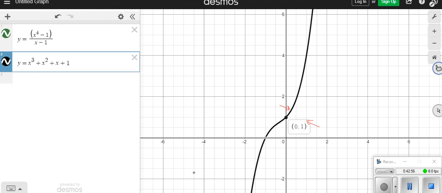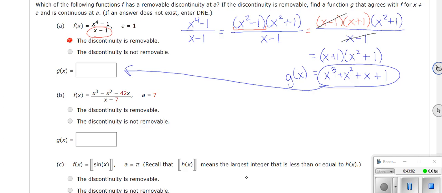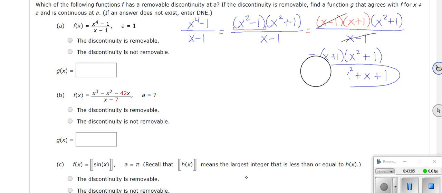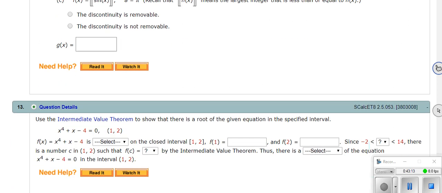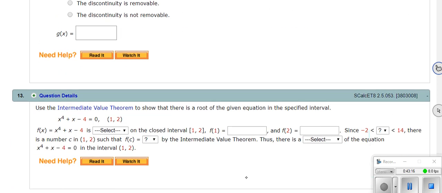The last one I want to go over is the intermediate value theorem one. And then we'll be done, I promise. Remember, the intermediate value theorem just says there's a point c between my begin and end points in my domain such that there's a value of the function between the begin and end points of the range. That's essentially what it says. So use the intermediate value theorem to show that there is a root of the given equation in the specified interval.